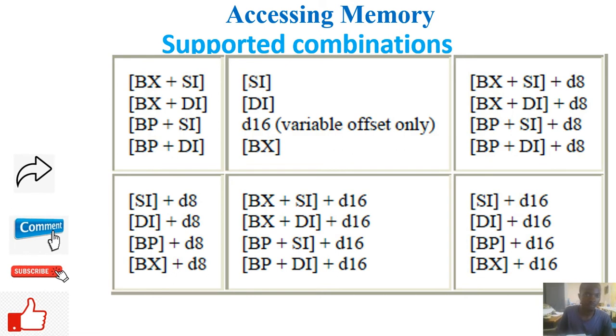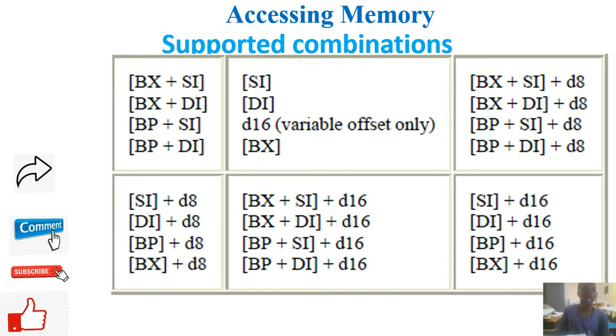The first combination being BX plus SI. If we add the value in BX and SI, then we get the offset. That is the number of steps that we will move from the starting address of the segment register. The same applies when we combine these two values. It gives us the number of steps that we move from the starting address there as well.